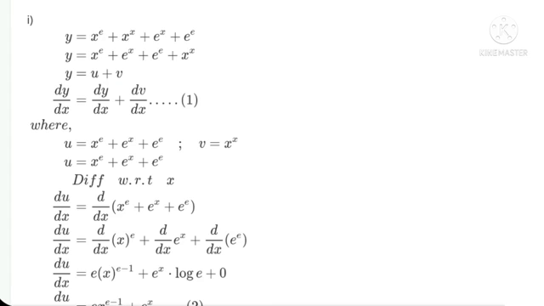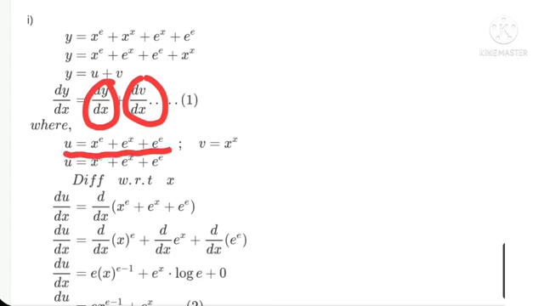So first you find du by dx. In this step, first you find du by dx and then you find dv by dx. So take first u is equal to x raised to e plus e raised to x plus e raised to e. See students, question 1 is of the form logarithmic function and question 2 is of the form implicit function. So here you find du by dx and dv by dx separately, and then add these two terms, you get the required answer.